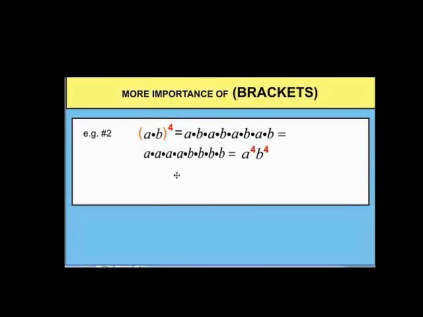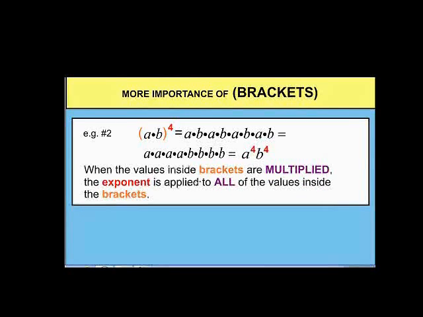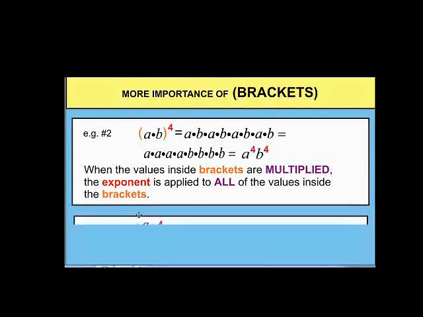So again, when we have our brackets, when the values inside brackets are multiplied, as they are here, the exponent is applied to all the values inside the brackets. And so it applies to the a and the b. So we can just add them on. So it becomes a to the power of 4 times b to the power of 4.